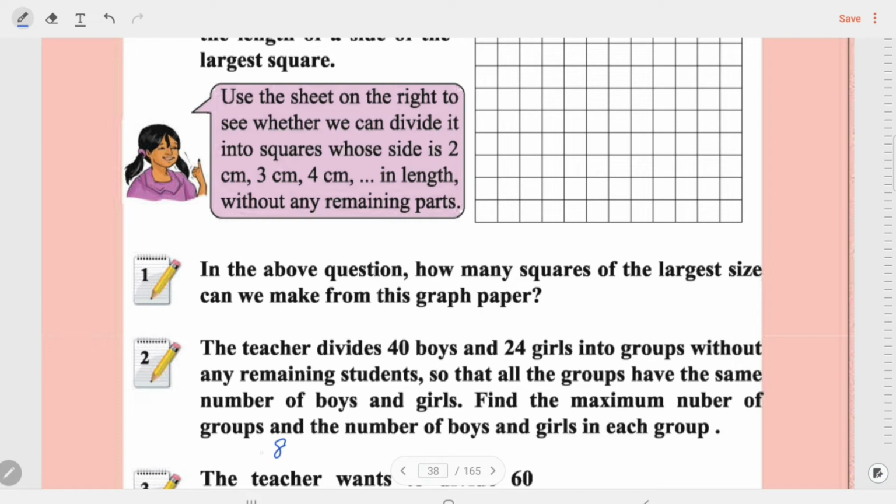What is the number of groups then? 8 boys, 8 girls in the first group, second group, again 8 boys, 8 girls. Third group, 8 boys, 8 girls. You can form only 3 groups. Okay.